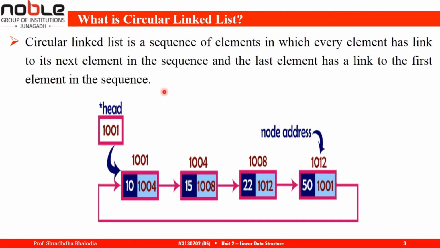What is a circular linked list? As we have already seen one example of a circular linked list, in the circular linked list, the next part of the last node holds the address of the first node. So here we have the example. The first element is 10 and the address of 10 is 1001, which is stored in head and also stored in the last node's next part. So here we have seen the example of a circular linked list.